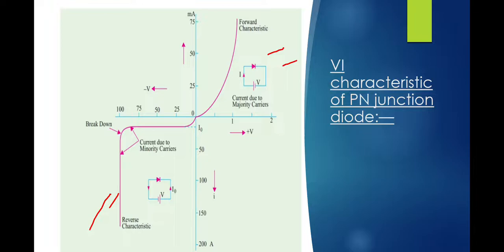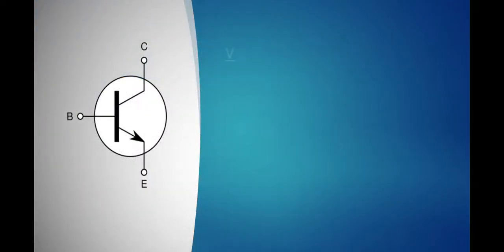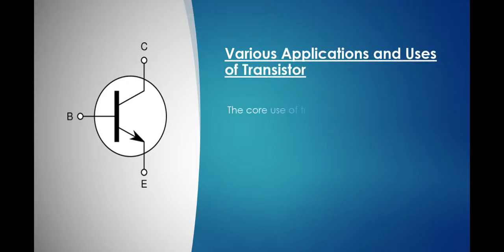positive charge started flowing from N type material, and negative charge started flowing from P type material. Because of that, in a PN junction diode, forward bias can flow current very easily, reverse bias can't flow current easily. Clear? Let's talk about transistor, one of the important topics of our today's video.